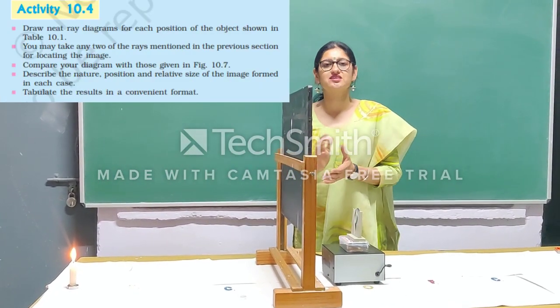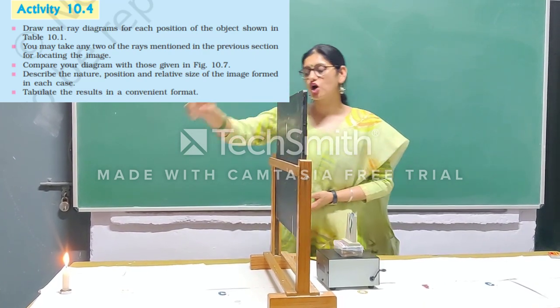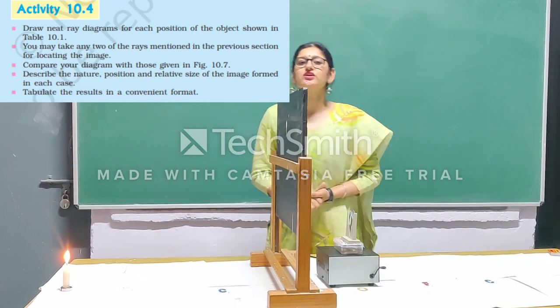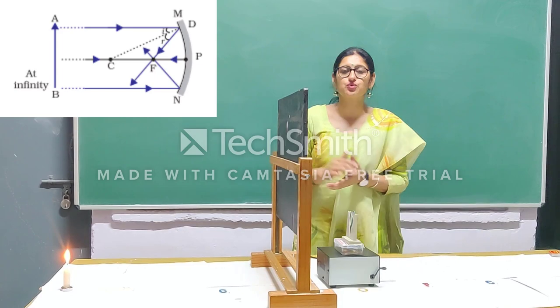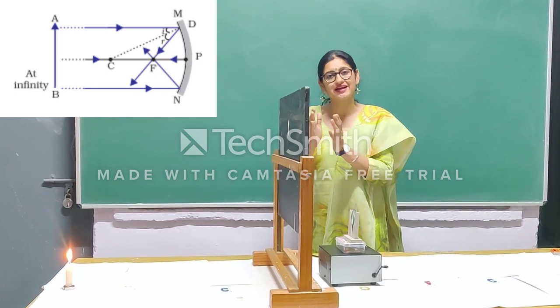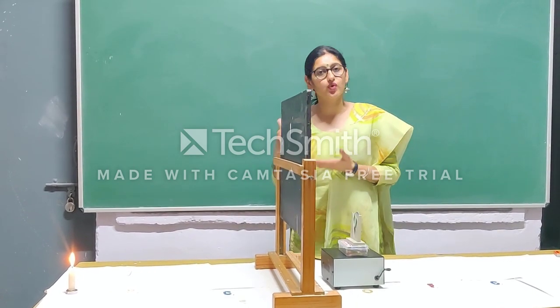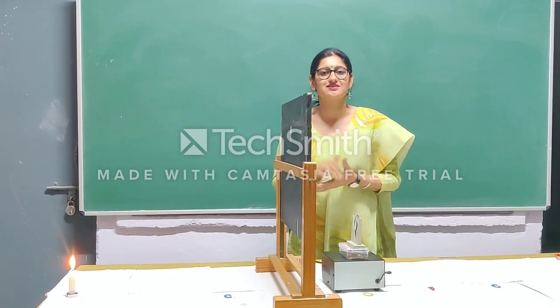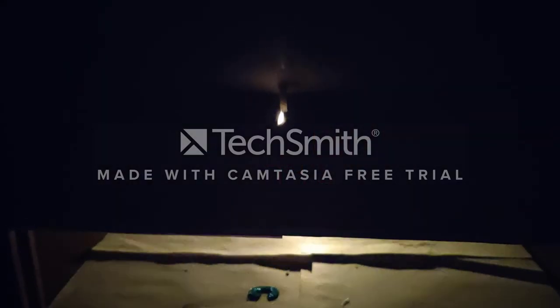Yes students, in the next activity, we have a concave mirror, a screen and a candle as an object. In the first case, when your object is at infinity, as you know, your image is formed at the focus. What about the image? The image is real, inverted and small in size. So let us check in a dark room. As you see, the image of the object is inverted, real and small in size.